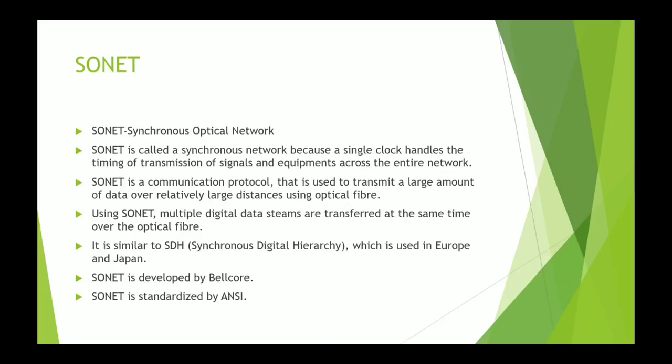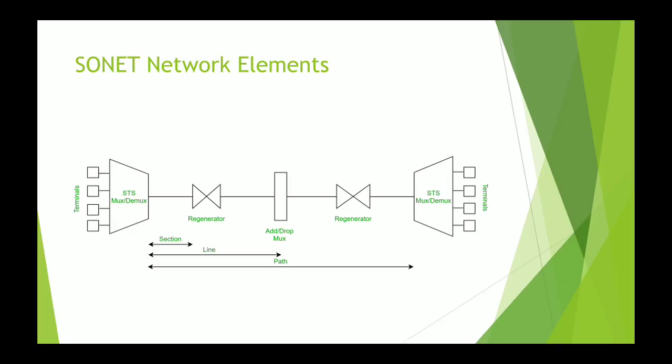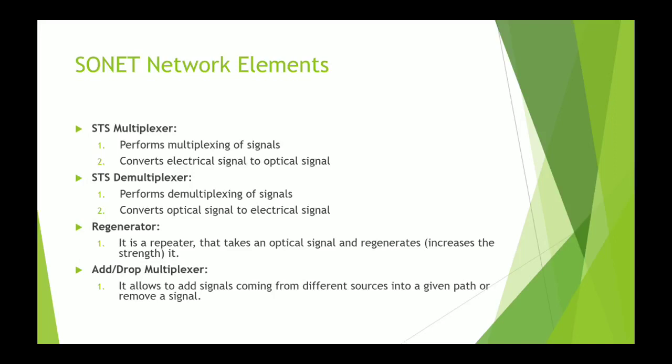Let's move on to the topic Sonet network elements. In this block diagram, we can see the basic network elements of Sonet. The basic network elements of Sonet are STS multiplexer, STS demultiplexer, regenerator and add or drop multiplexer. Let's see briefly about these network elements. First, STS multiplexer. STS means synchronous transport signal. The STS multiplexer is used on the transmitter side to perform the multiplexing of signals. That is, it converts the electrical signal to optical signal.